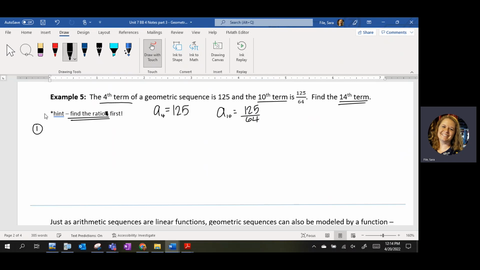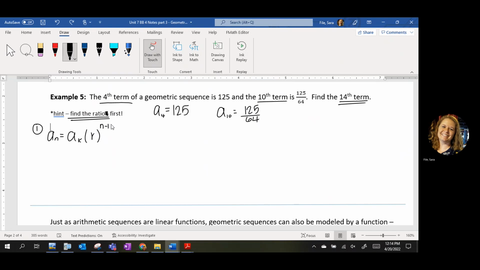So step one, we're going to use that same formula, except instead of A sub 1, I'm going to do A sub k. Because we said if you don't know the first term, but you know some other term, we'll just use A sub k to represent that instead of A sub 1. And then it will be N minus k instead of N minus 1. Everybody good with that?